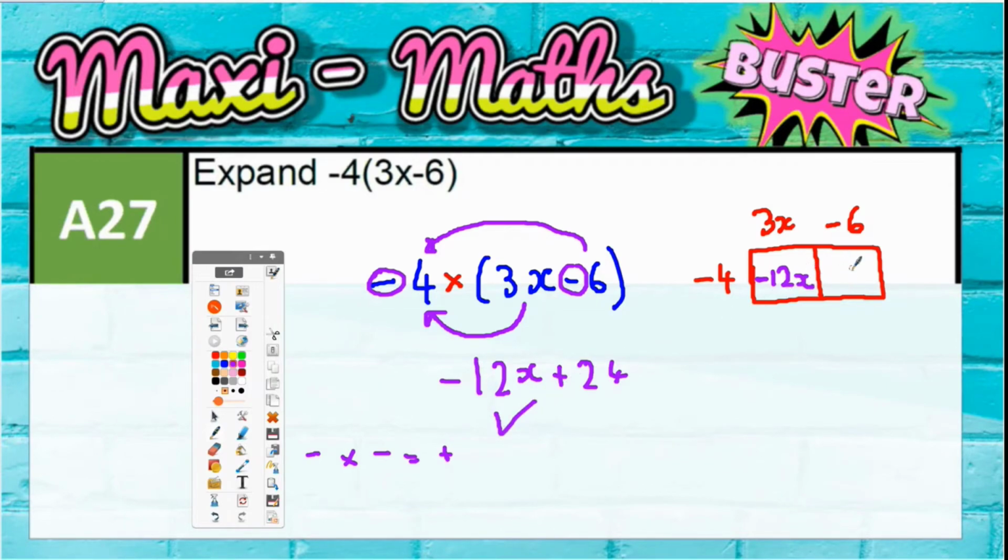And then this box would be -4 times -6. Well, 4 times 6 is 24. And as we said earlier, down here, 2 negatives, when they multiply together, gives you a positive answer. So -4 times -6 is +24.